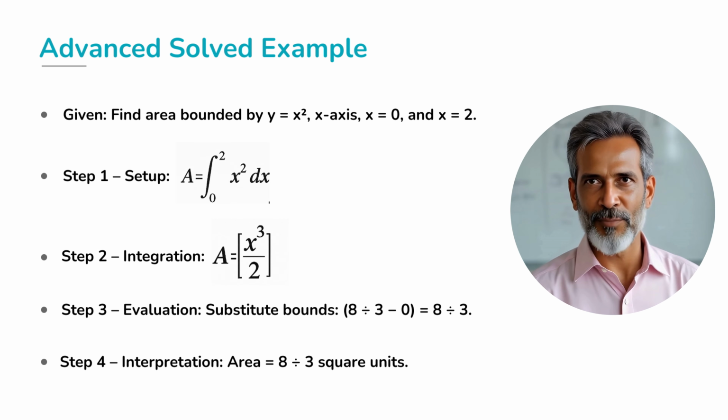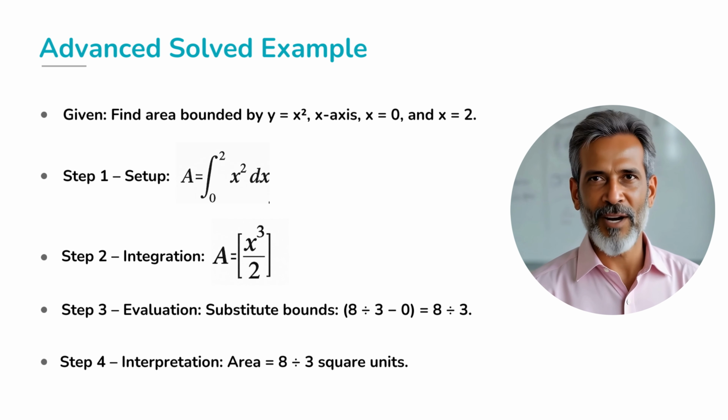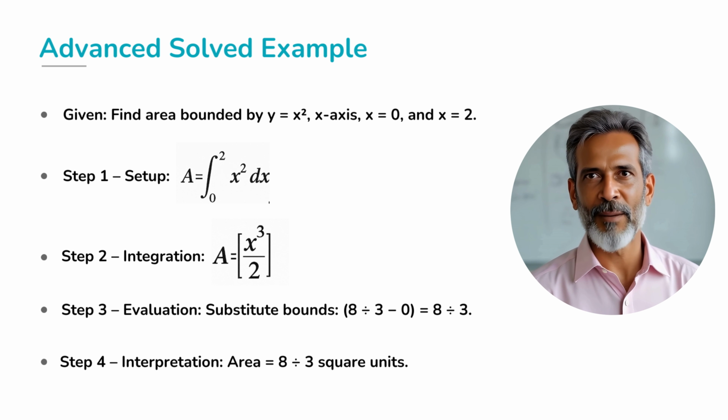Step 3. Substitute. At x equals 2, we get 8 divided by 3. At x equals 0, we get 0. So the final result is 8 by 3 square units. See how easy it becomes once you identify limits and apply the integral carefully.